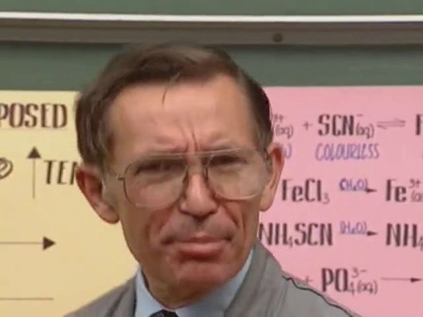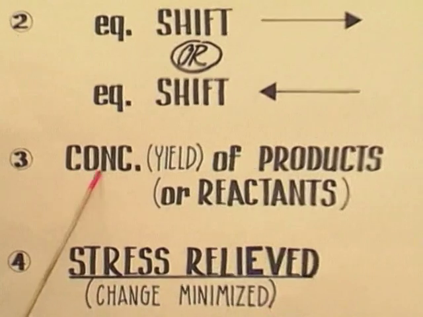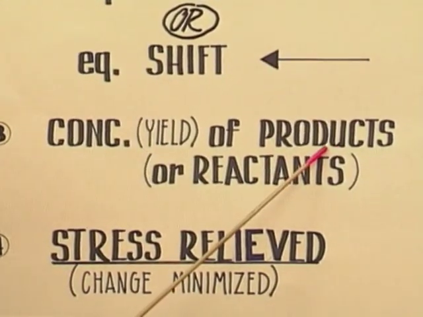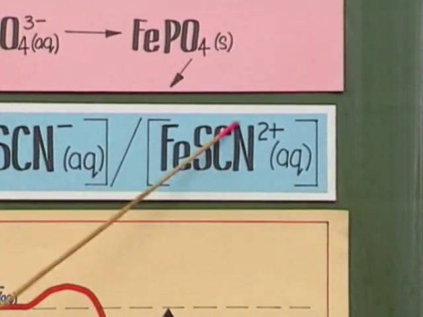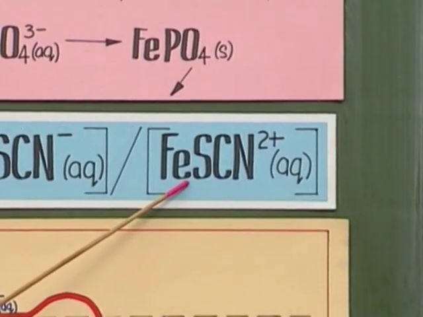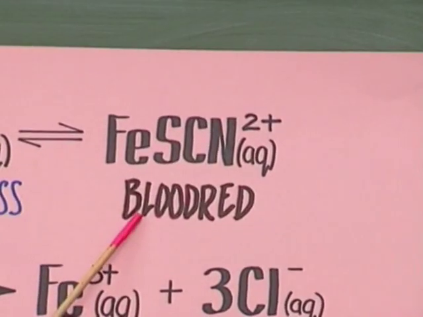And in the third place, we have to ask ourselves the question how the concentration or yield of the products is affected by this shift in equilibrium. In this case, the concentration in mole per decimeter cubed of the product, iron thiocyanate, will be higher than before the equilibrium was disturbed. And consequently, the reaction mixture will turn deeper red.